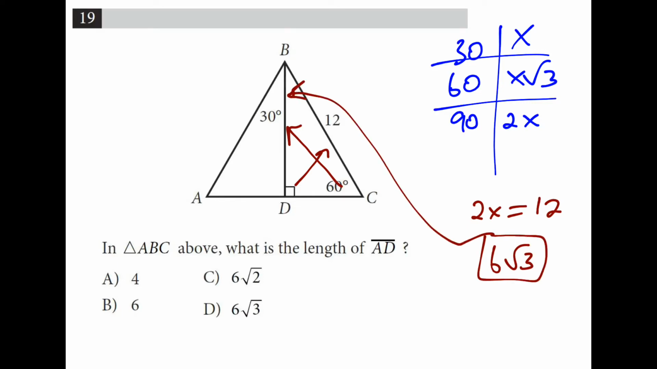Then this other triangle is going to be a 30, 60, 90, like so. And they want to know the length of AD, which is across from 30. So if I know what is across from 60, I know that this is just going to be 6. So the answer is B.